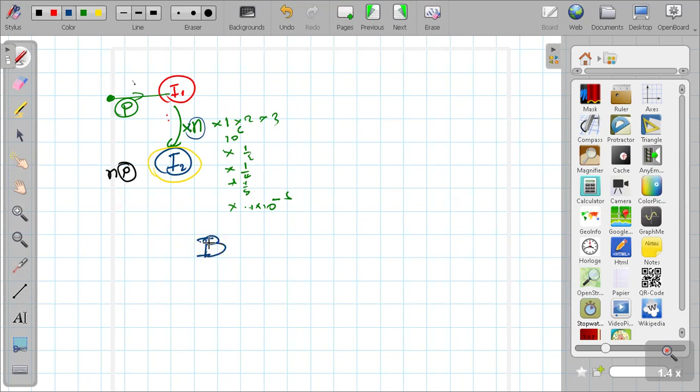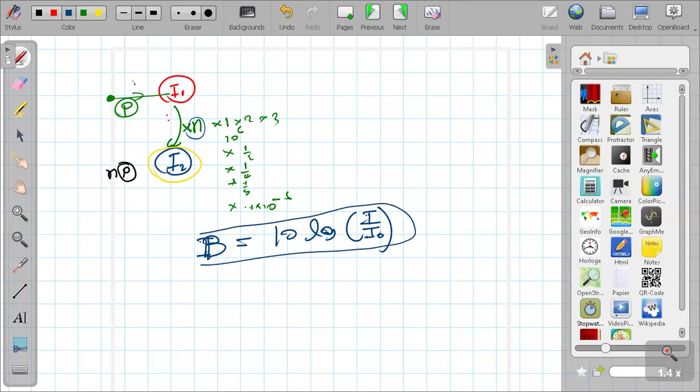Intensity level beta is equal to 10 Lg I over I naught. This is my basic form of the equation. Because of the intensity of I1, there is a relative intensity level of beta 1, and there is a relative intensity level of beta 2. So I am going to write the equations of beta 1 and beta 2 now.